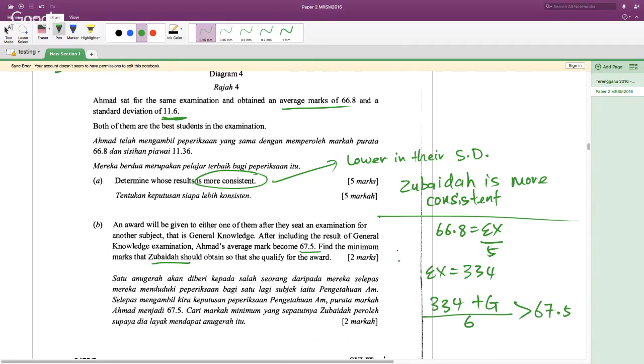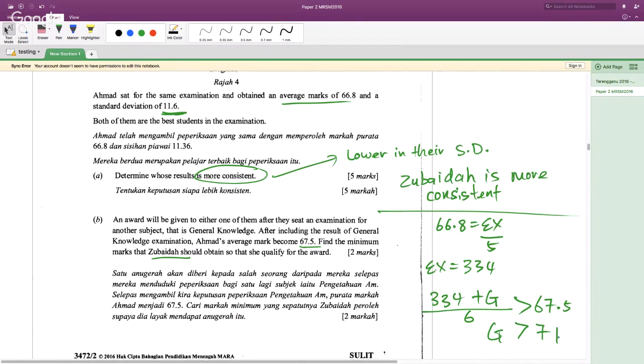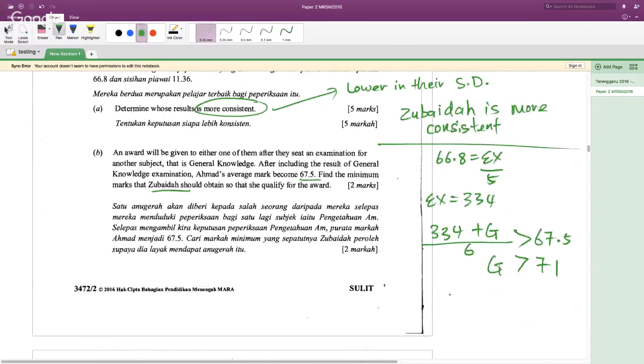So yes, find the minimum marks. What I will do is solve this equation: 67.5 multiplied by 6 and then minus 334. Okay, so my general knowledge has to get at least 71 marks. So I will say the minimum mark will be 72. Yes, the general knowledge should be at least 72. The question basically asks you to find the minimum mark to obtain to qualify, so I think it's at least 72. Right, let me move on.